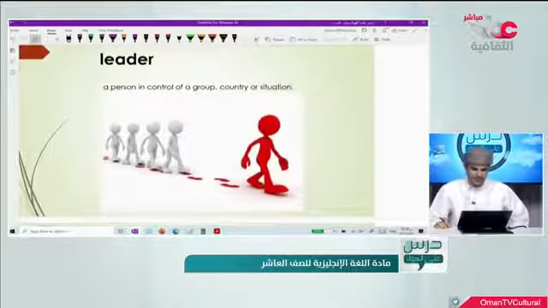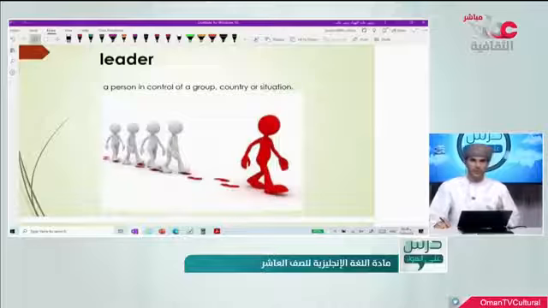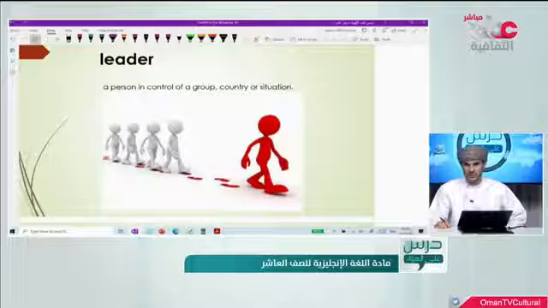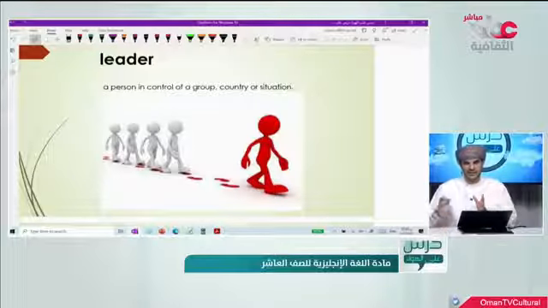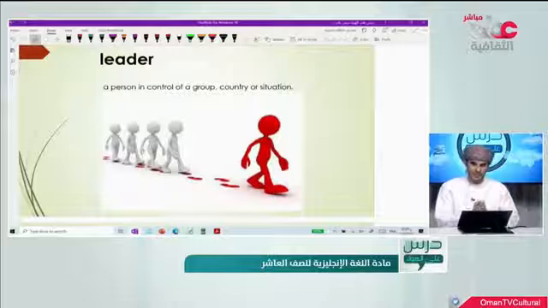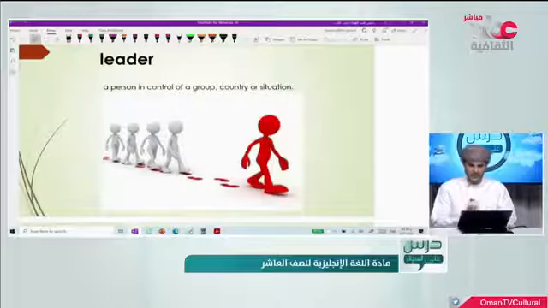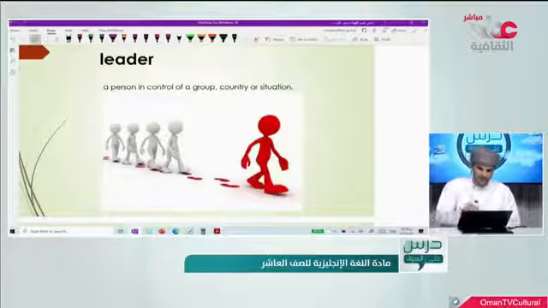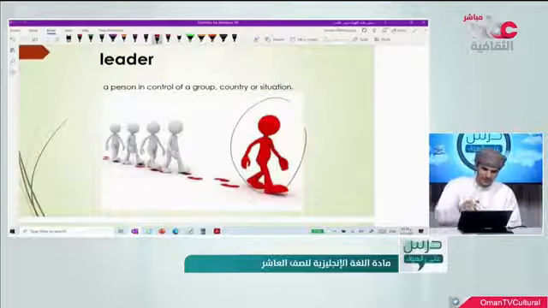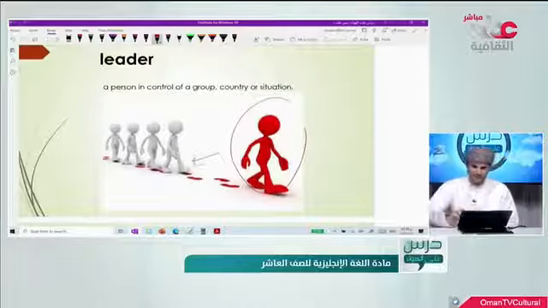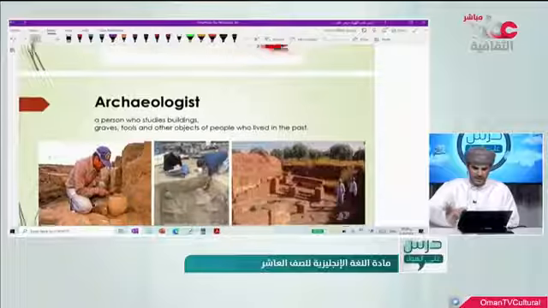Leader, with our leader. Person in control of a group, country, or situation. You can be a leader in a team, a football team or whatever. You can be a leader in the classroom. You can be a leader in a group in the classroom, of course, as well. So a leader who is leading what? His group.